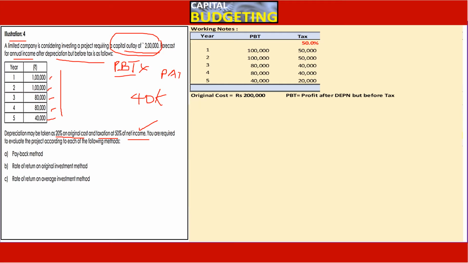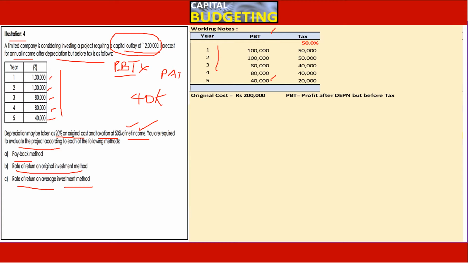Now, what does the question ask? Evaluate the project according to the payback method, the rate of return on original investment method, and the rate of return on average investment method. All three are traditional methods. Let us get going. Now, as given, 5 years, PBT: 1 lakh, 1 lakh, 80,000, 80,000 and 40,000.